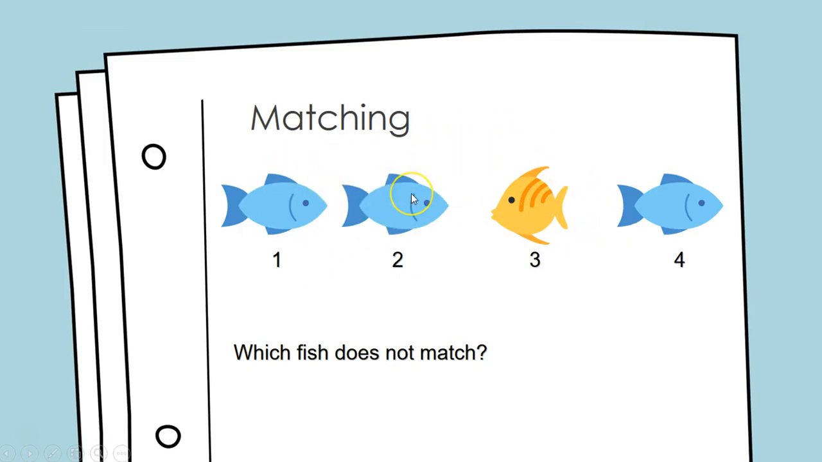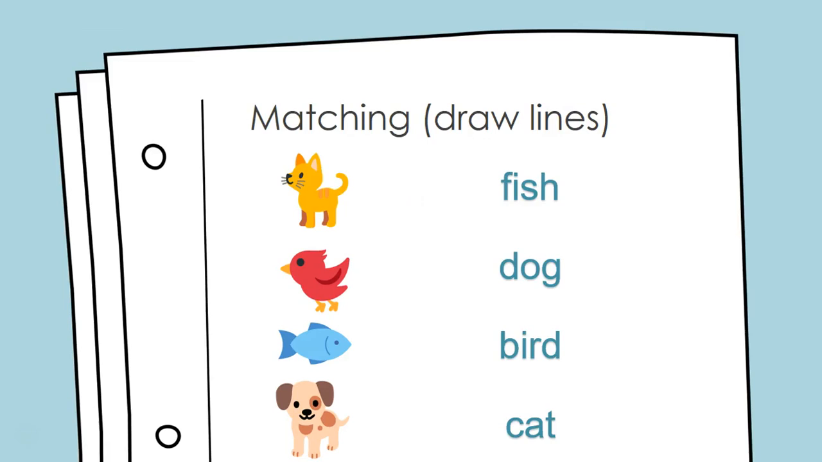Match, no match. Good. So in your workbooks, you may see matching like this. You will match a picture with a vocabulary word. So this one says matching, draw lines. So what is this? You know what this is. And then as we read down our vocabulary list, we have fish, dog, bird, and cat. So it's not a fish, and it's not a dog, it's not a bird, but it is a cat, so we know we can draw a line.